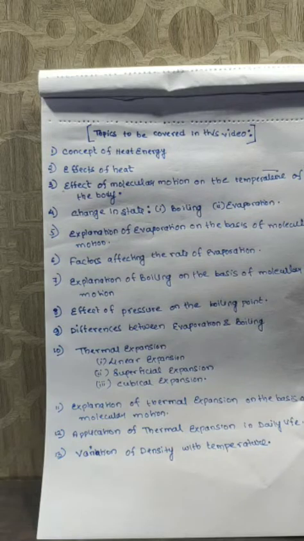And as we come to the end of this topic, we have a comparative analysis and differentiate on the points that are including evaporation and boiling. Then we go to a new topic, that is thermal expansion, in which we have linear, superficial and cubical expansion. Linear, which involves increase in length, superficial, which involves increase in area, and cubical expansion, which involves increase in the volume of a substance. Finally, we explain thermal expansion on the basis of molecular motion. We also understand certain applications of thermal expansion in our daily life.